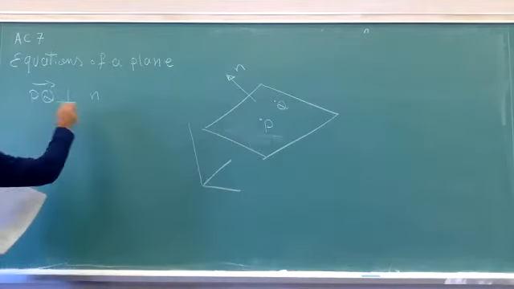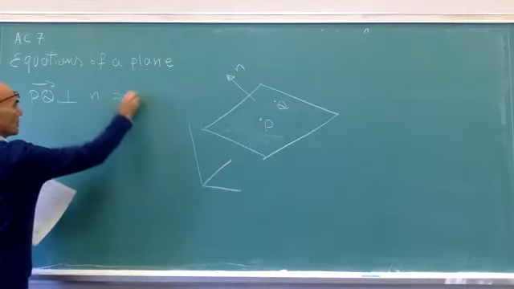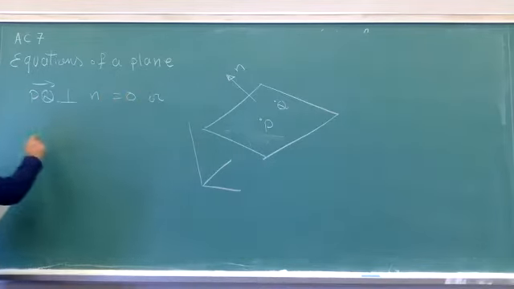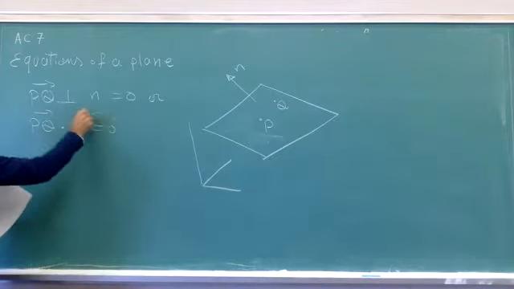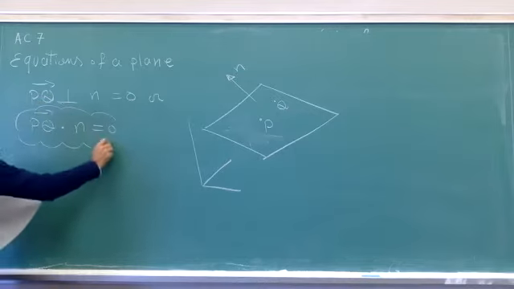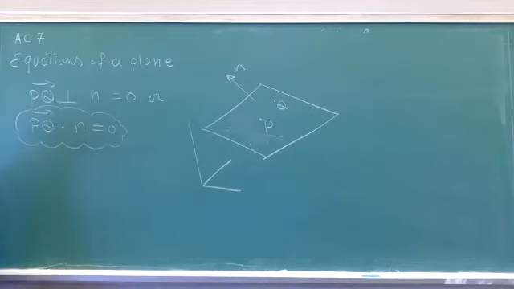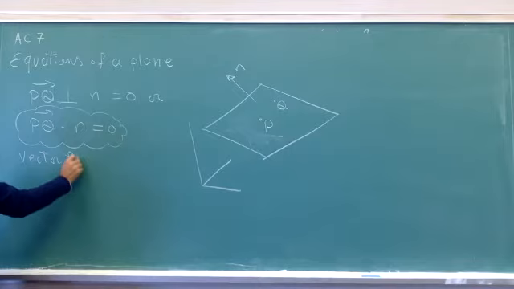This translates into this vector equation: PQ dot n is equal to 0. And this is the vector form of the equation of the plane, right? Vector form.